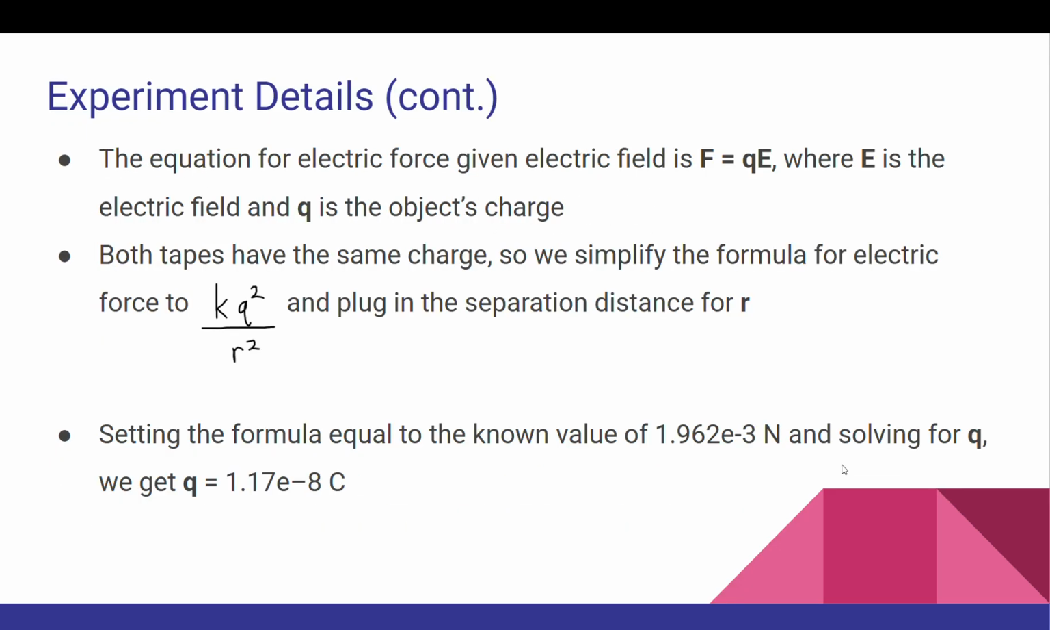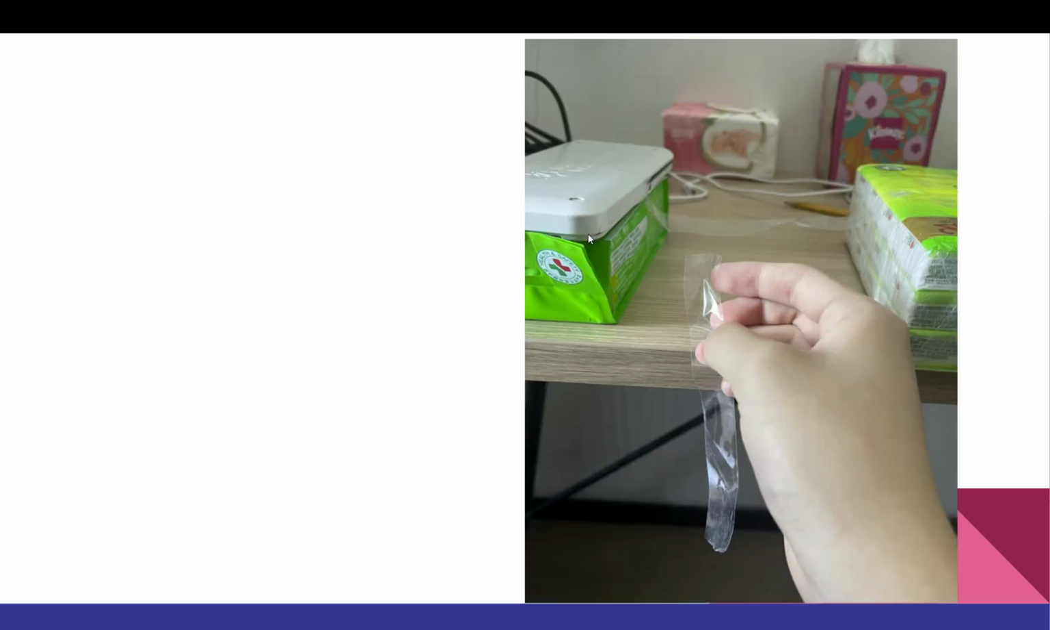As for more details, the equation for the electric force given the electric field is F equals QE, where E is the electric field and Q is the object's charge. Both tapes had the same charge, so we simplified the equation to get electric force equals kq squared over r squared, and plug in the separation distance for r in this instance. Setting the formula equal to the known values of 1.962 e negative 3 and solving for Q, we get Q equals the following value of 1.17 e negative 8 coulombs for one individual particle in this model.